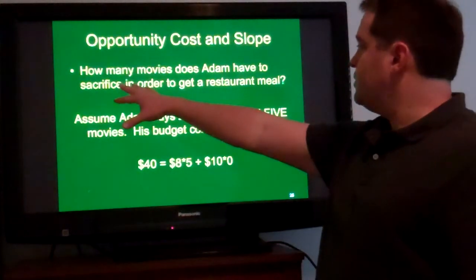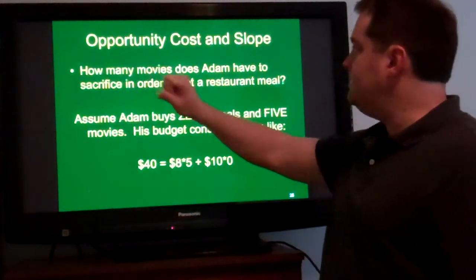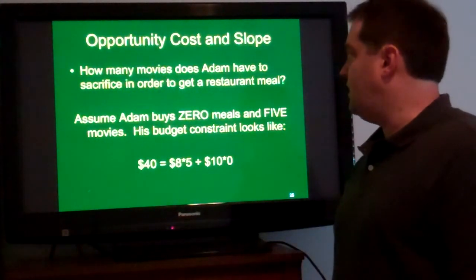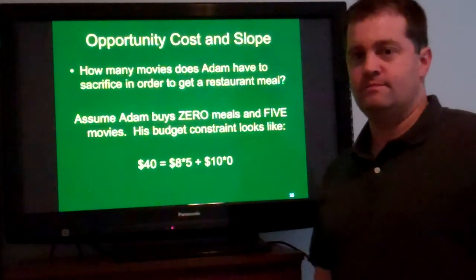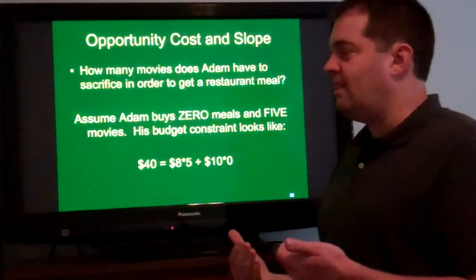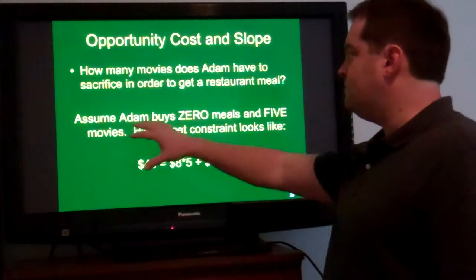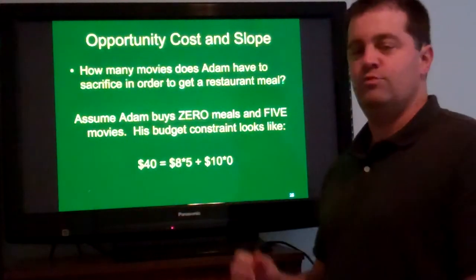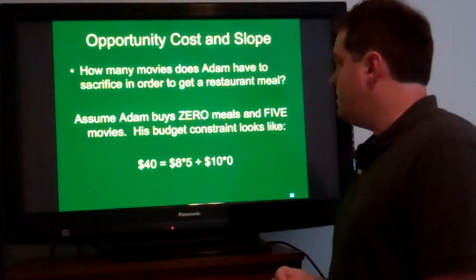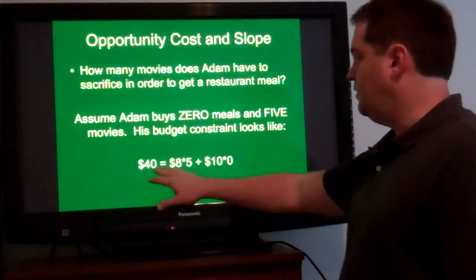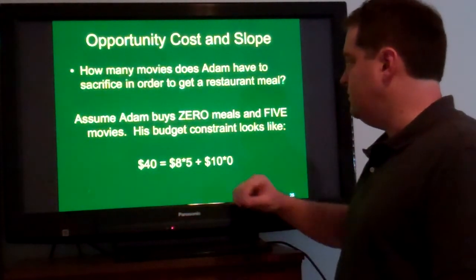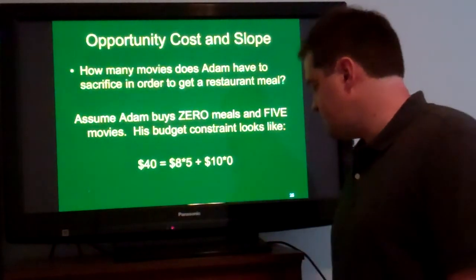Okay, so the question we have to answer is, how many movies does Adam have to sacrifice in order to get a restaurant meal? To illustrate this, I like to start where Adam buys 0 meals and 5 movies. And so his budget constraint looks like this if he doesn't buy any meals and he goes to 5 movies.